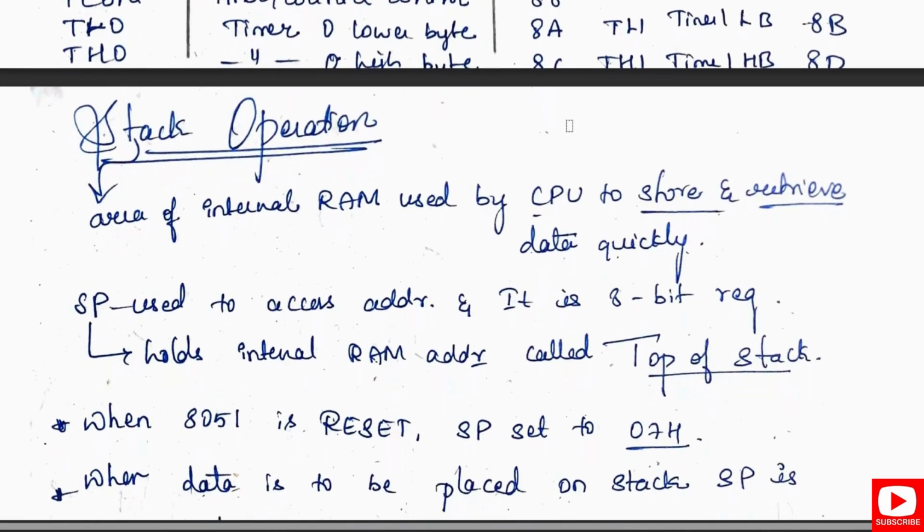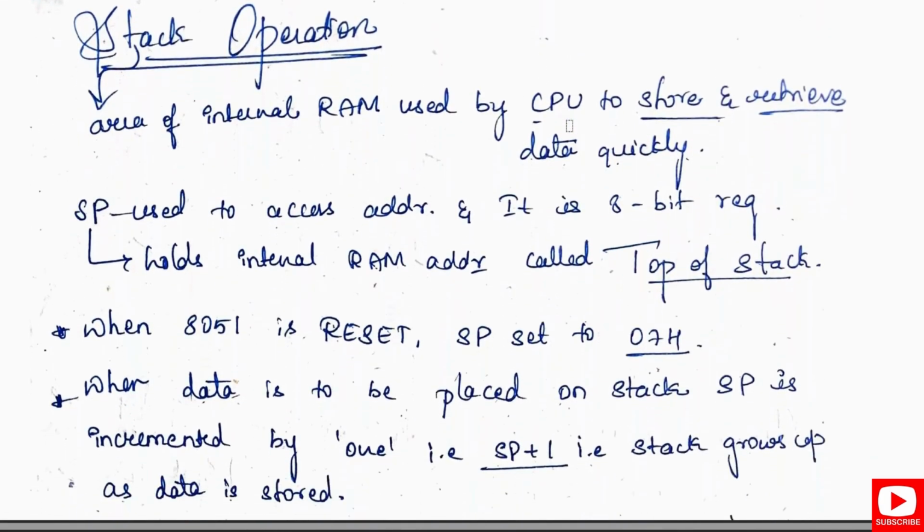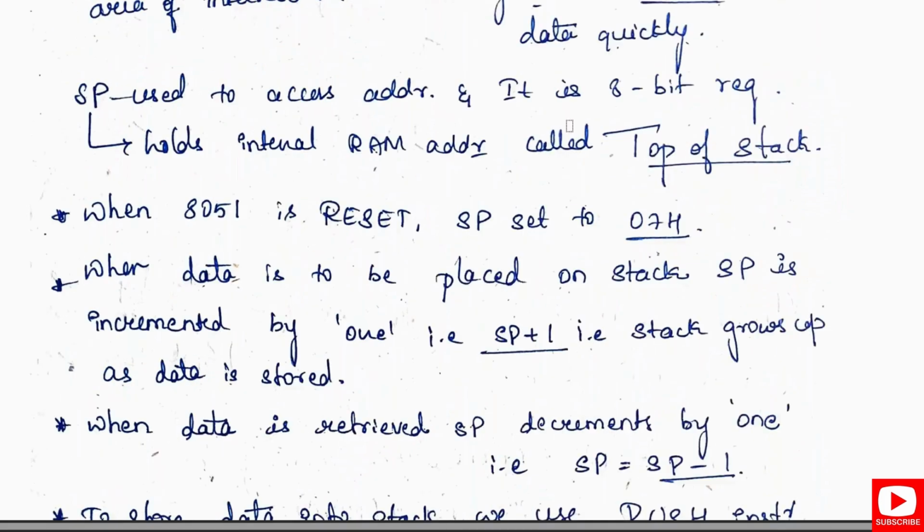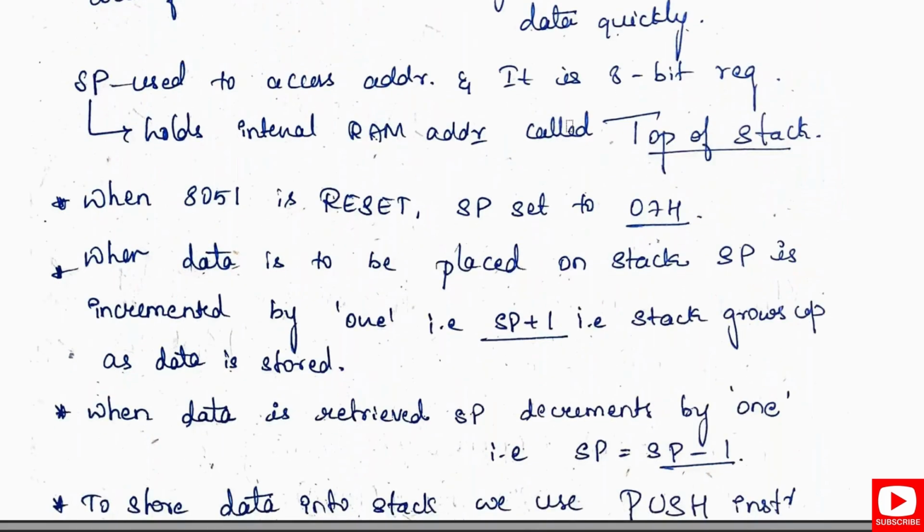Next is stack operation. Here, the area of the internal RAM that is used by the CPU to store and retrieve the data quickly is called a stack. We are using stack pointers. It is used to access the address, and it is an 8-bit register. It holds the internal RAM address called the top of the stack. When the 8051 is reset, the stack pointer is set to 07H.